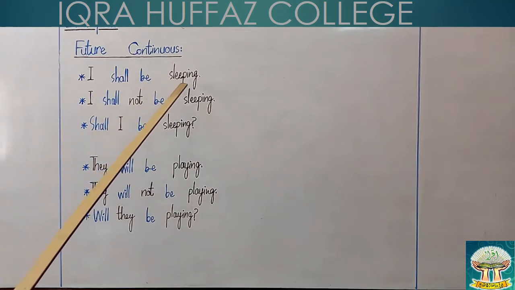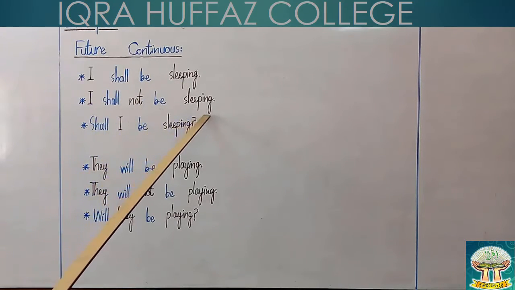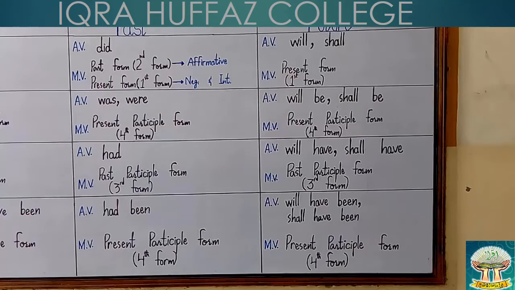I shall be sleeping. I shall not be sleeping. Shall I be sleeping? They will be playing. They will not be playing. Will they be playing? We use will have or shall have in future perfect tense as auxiliary verbs, okay? And we use past participle form, which means third form of main verb in this tense.